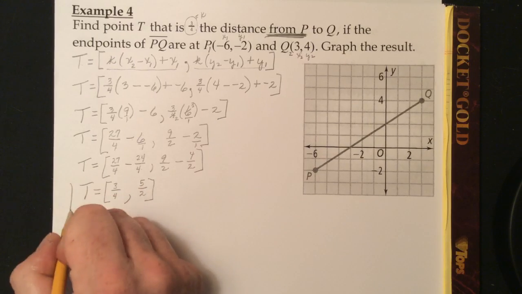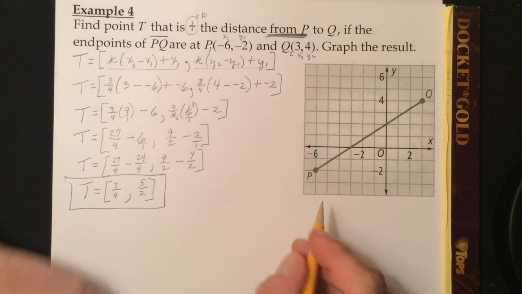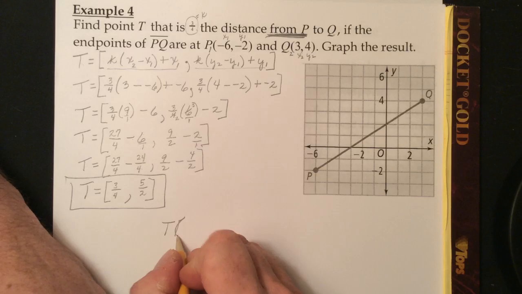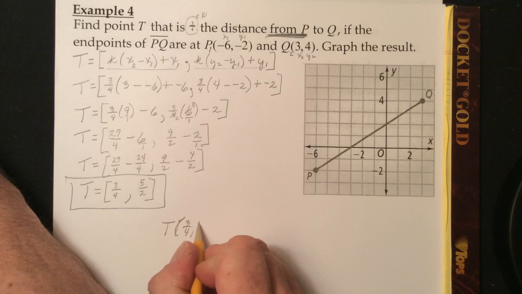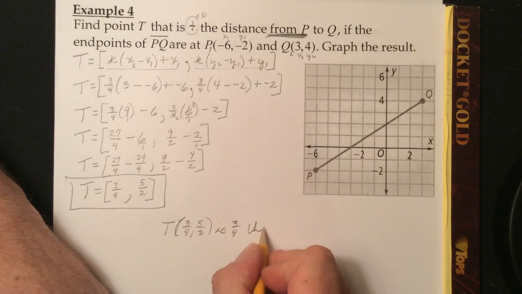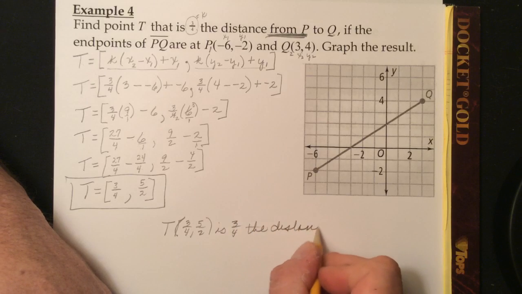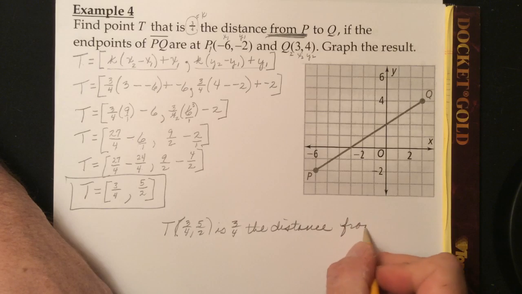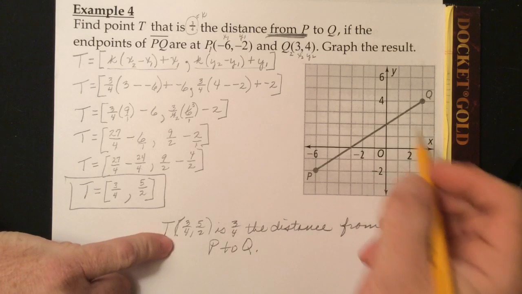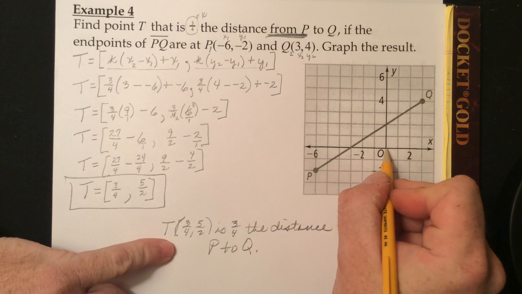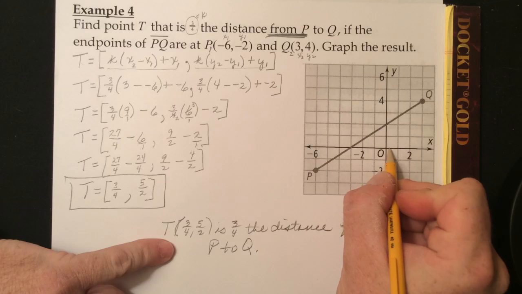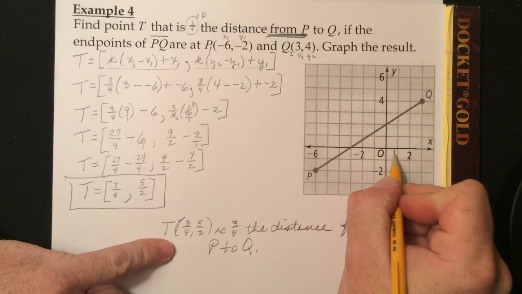So this is the point T, let me put it in parentheses now, (3/4, 5/2), which is 3/4 the distance from point P to point Q. Now we're going to graph it. Starting at the origin, 3/4. That means we cut the first unit up into 4 equal parts and we go 3 of them. 1, 2, 3, right about there.